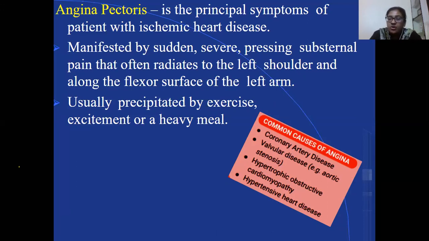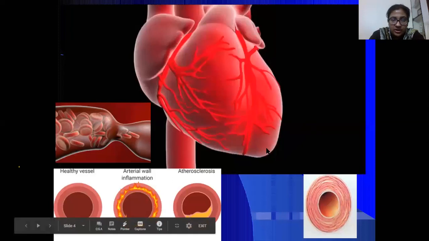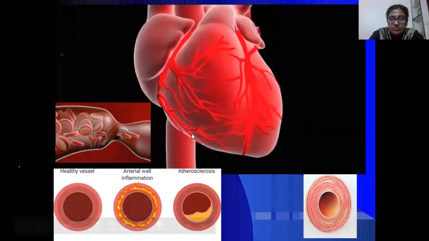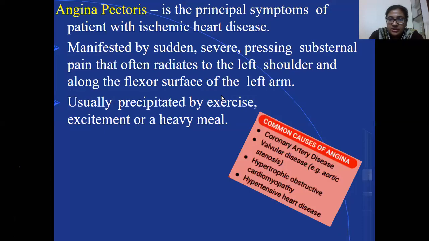So the common causes of angina are coronary artery diseases. Now, what is coronary artery? If you look here, these are the arteries which are spread on the heart muscle, right? So these are the coronary arteries. Their job is to provide heart muscles with an abundant amount of food and oxygen. So if the coronary artery is not performing well, angina can happen, right?